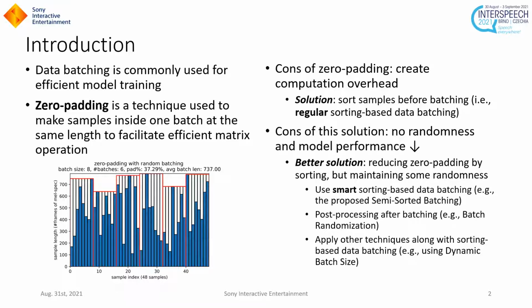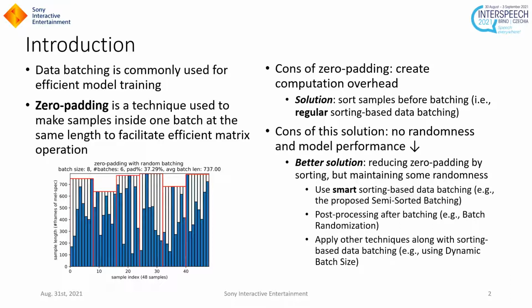The shorter samples inside one batch are padded with zeros to make them as long as the longest sample inside that batch. There is a drawback of zero padding since it creates computational overhead. To solve this problem, you can simply sort samples before batching, but it removes all the randomness, which may hurt the model performance. A better solution can be sorting samples in a smart manner that still maintains some level of randomness. For example, using the proposed semi-sorted batching algorithm and doing some post-processing after batching, such as batch randomization.